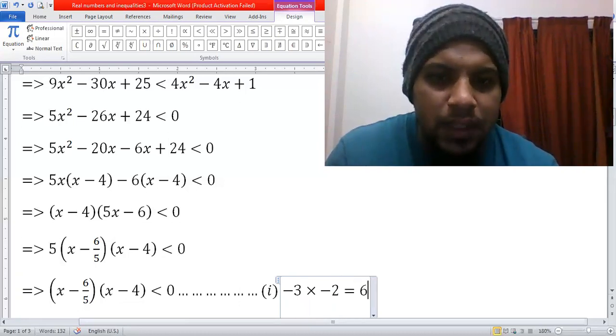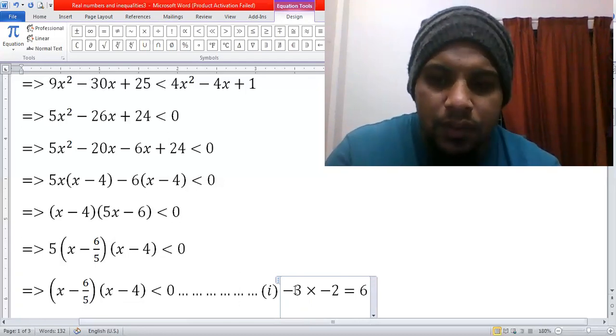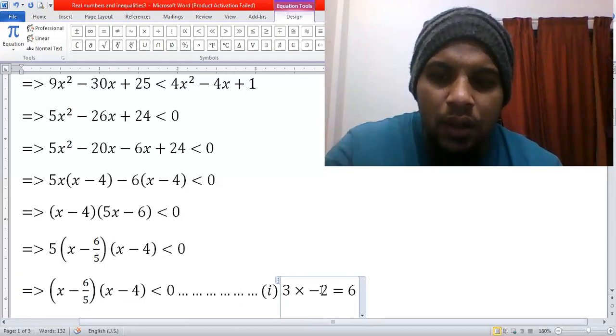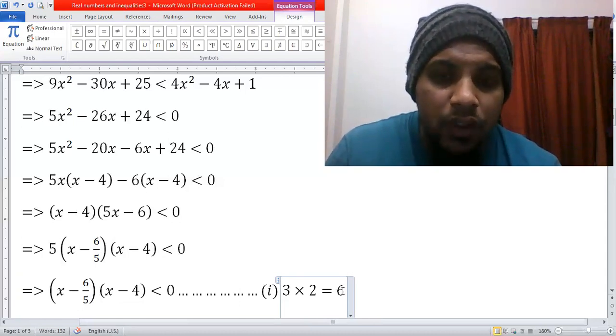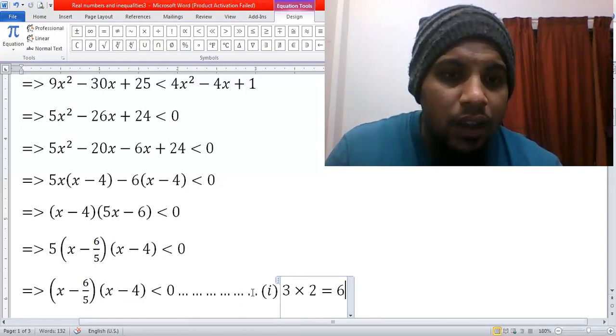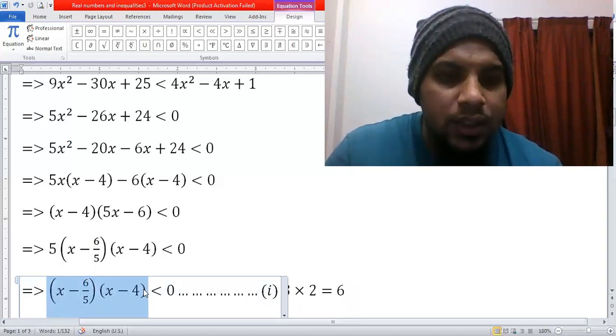The output will be minus 3 times minus 2, which is 6. If both are positive, say for example 3 times 2, we also get a positive output. That means they are not less than 0, as they are positive values. That's why it is not less than 0. For less than 0, we must get a product where the product is negative.